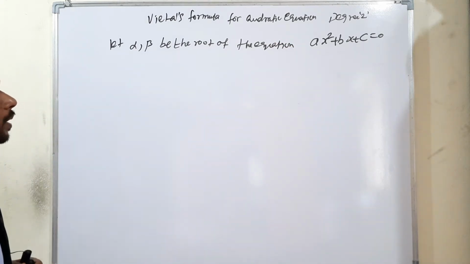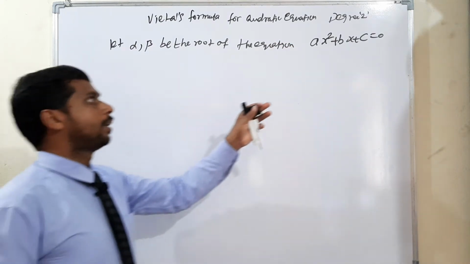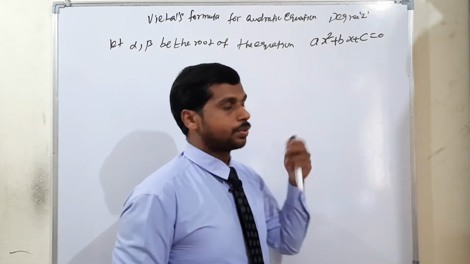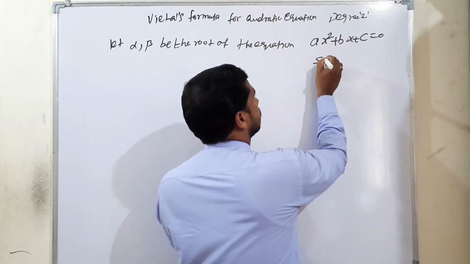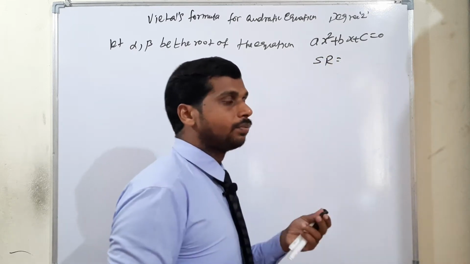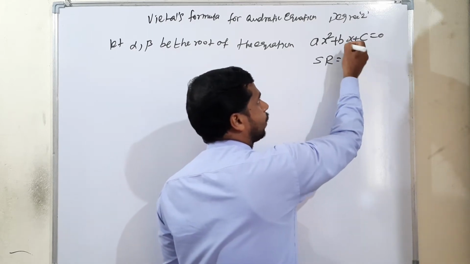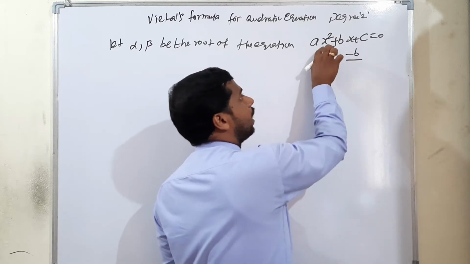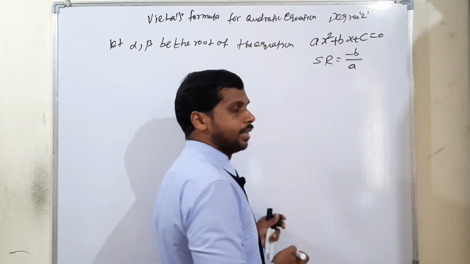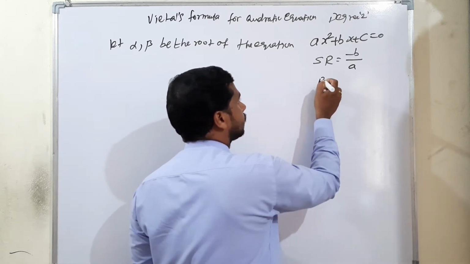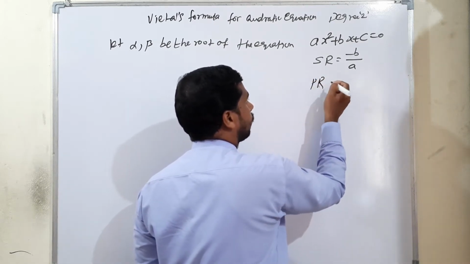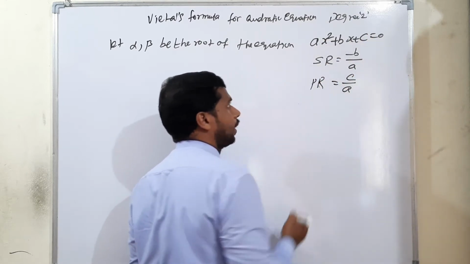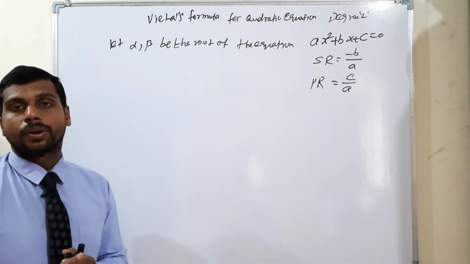Roots of the equation means first we have to identify the formula for the sum of the roots and the formula for the product of the roots. The sum of the roots, that is called SR, is minus the coefficient of x, that is minus b, divided by the leading coefficient a. The product of the roots means the constant divided by the leading coefficient, that means c by a. Sum of the roots means minus b by a, product of the roots means c by a.